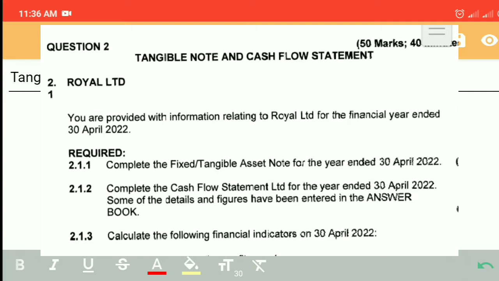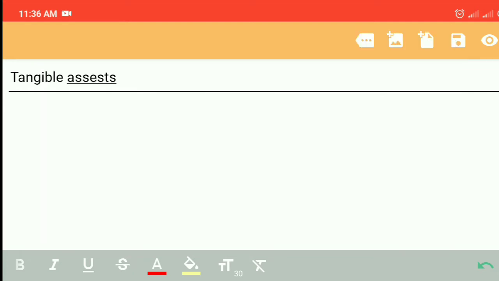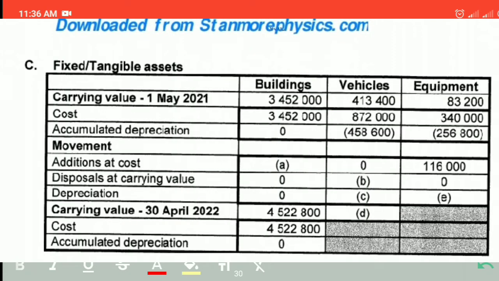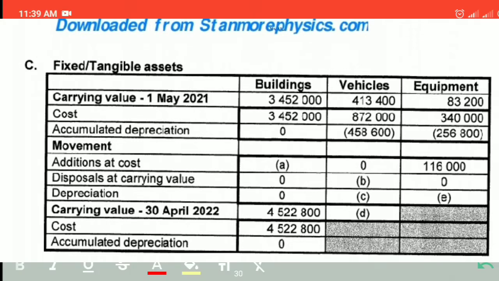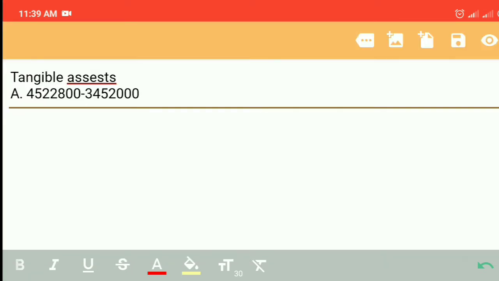So we're going to start by calculating A, which is additions at cost for buildings, which is land and buildings. How do we calculate A? We are going to say 4,522,800 minus 3,452,000. You're going to say it like this. I'm repeating again: 4,522,800 minus 3,452,000. So I'm going to explain how we got to this answer.